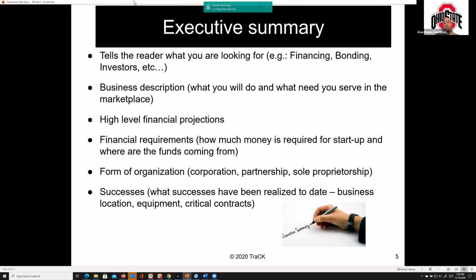Is it going to come from the owner's 401k, from a bank loan, from private investors, family, friends? What form of organization is it? Graham did a really good job going into this. Is it a corporation, partnership, sole proprietorship, LLC, and so forth? What successes may you have realized to date? Were you able to secure a really advantageous business location, some crucial equipment, critical contracts or customers in hand? These are some of the things that you'll list in that executive summary portion. It's again just a snapshot or a summary of the entire business plan.